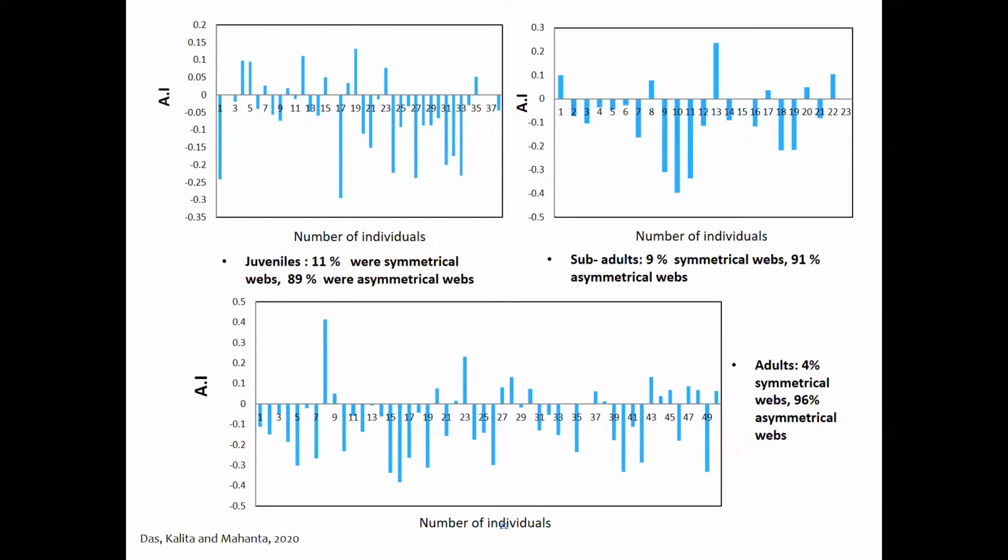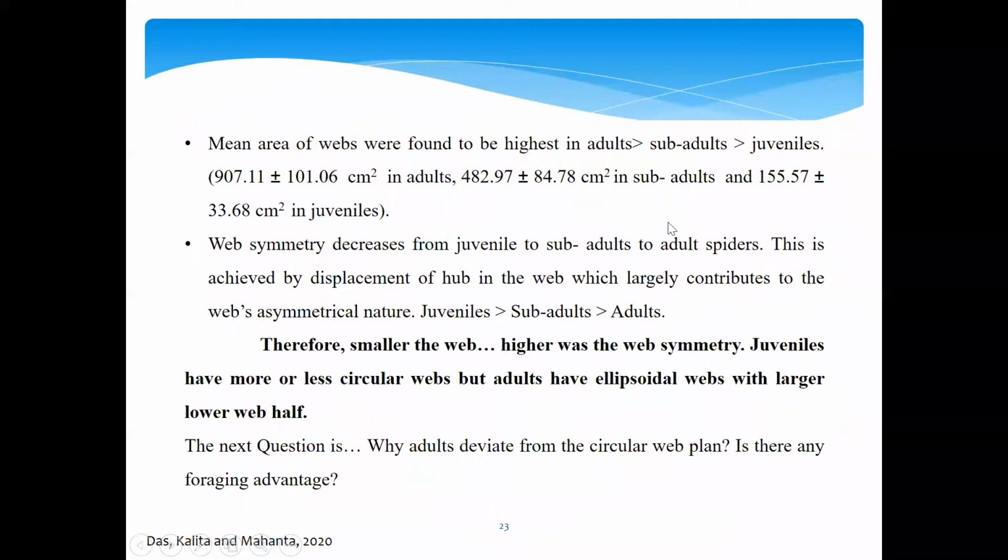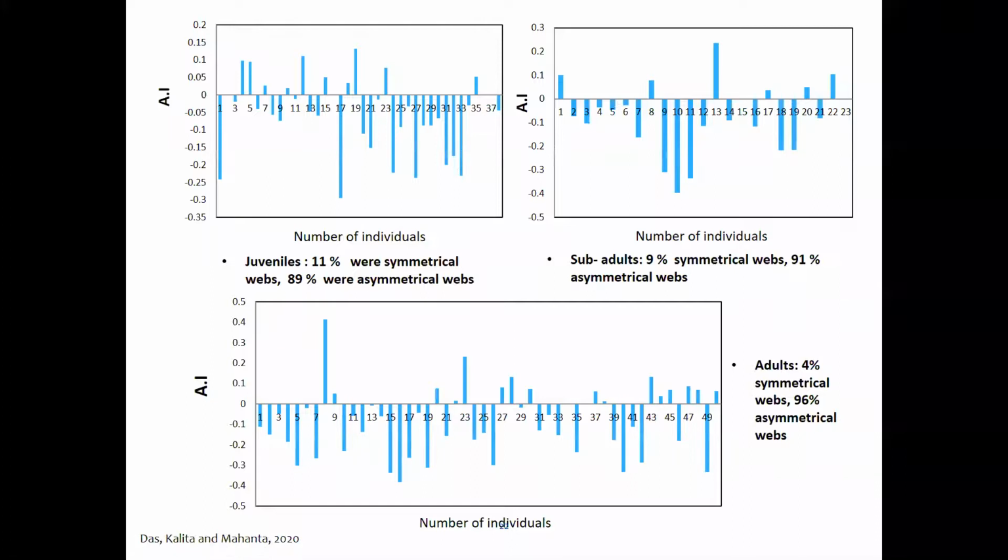In the case of juveniles, we found there were 11% symmetrical webs and 89% asymmetrical webs. In the case of subadults, the proportion of symmetrical webs reduced to 9%, and asymmetry increased to 91%. And in the case of the adult webs, it was further reduced to only 4% of the webs I surveyed being perfectly symmetrical, and 96% were asymmetrical webs.